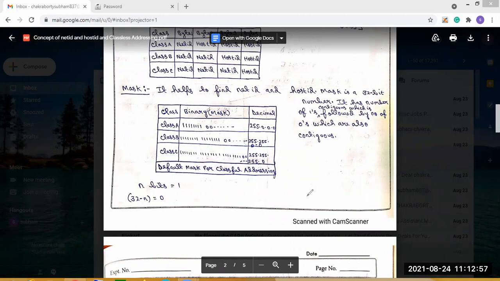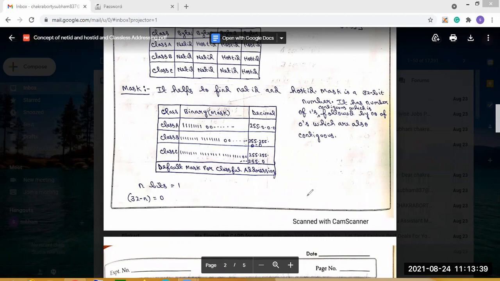We generally use these three classes: class A, class B, and class C. Class D is used for multicast purposes, and class E is reserved. We have reserved these addresses for future use, or for some scientific research. So generally, we use these three classes of IP address: A, B, and C. Okay, so this is all about classful addressing.